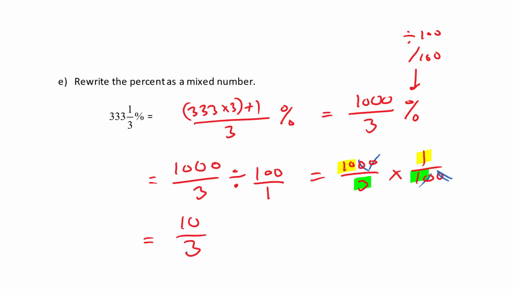10 over 3. Improper fraction. How many times does 3 go into 10? It goes in 3 times. 3 1/3. So 333 1/3% as a mixed number is 3 1/3.